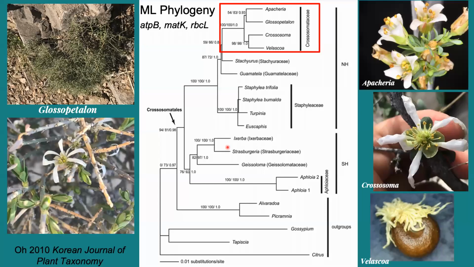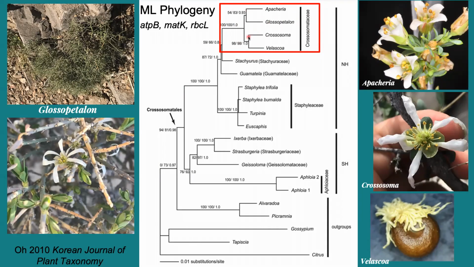So that led me to find this paper. You could just concentrate on this red box up here. This is the family that Glossopetalon is in, the Crossosomataceae. It's a super small family, but the only thing we really had available is one specimen representing the entire genus. And so that's all that was done. We didn't know anything about the relationships within Glossopetalon. And so that presented a great opportunity for a master's project.